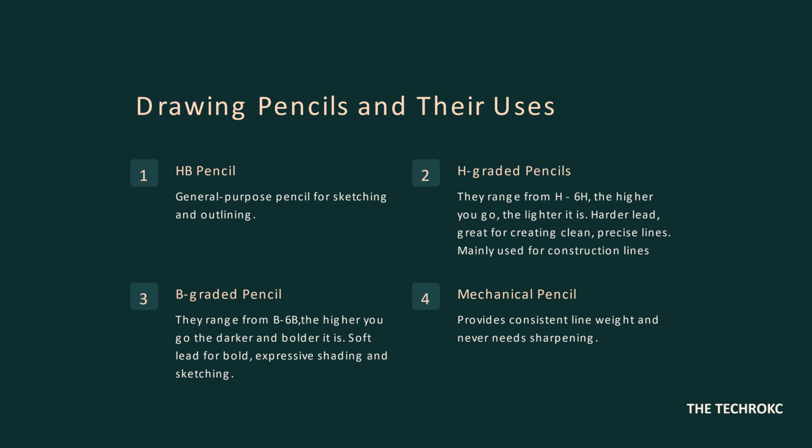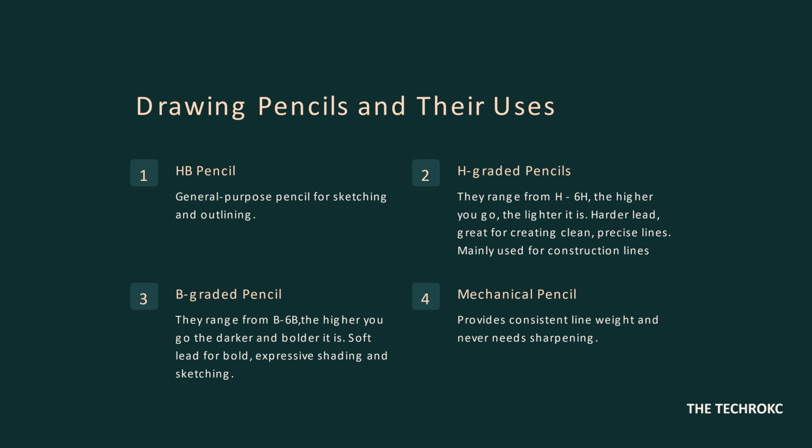Moving on, we have the B graded pencil. They are pencils that range from B to 6B. So they move from B, 2B, 3B, and higher up until 6B. Now, with these types of pencils, the higher you go, the darker and bolder they get. They are mainly used for outlining and shading. They are used for shading in artwork, but mainly in technical drawing, they are used for outlining.